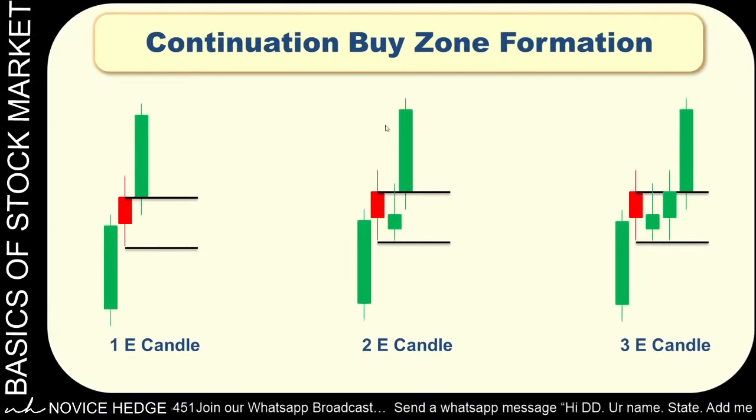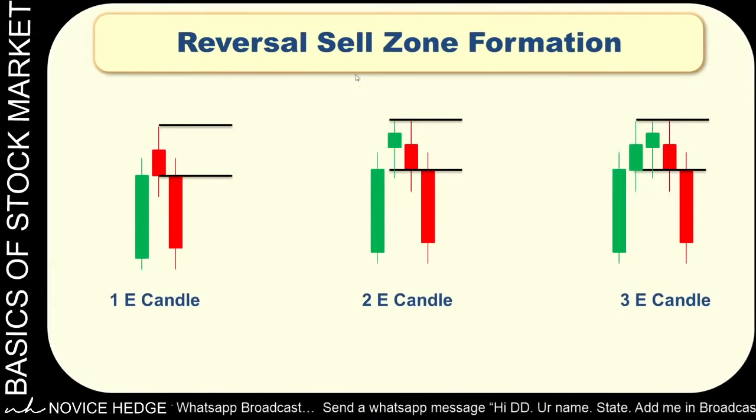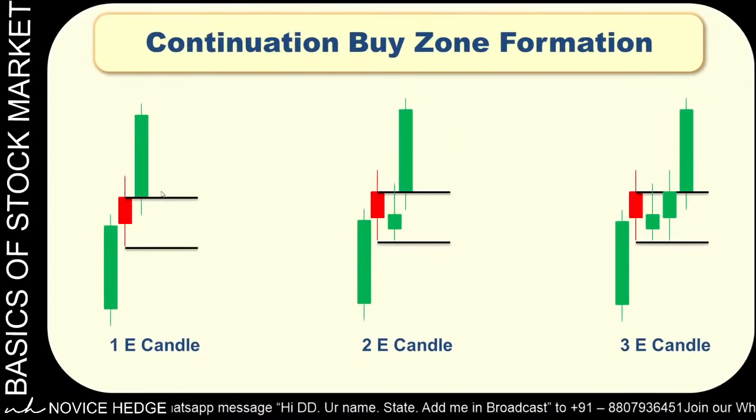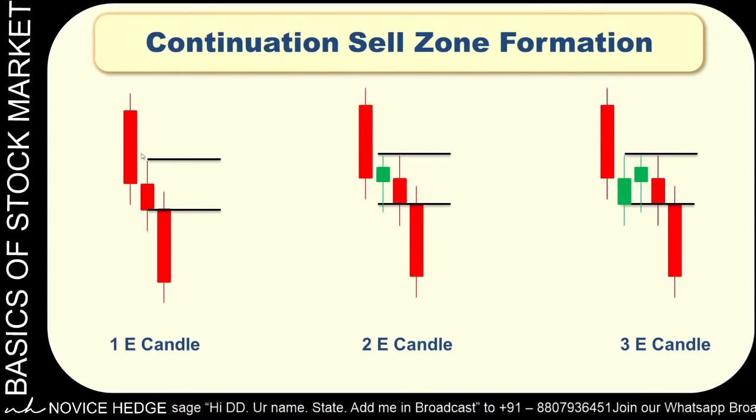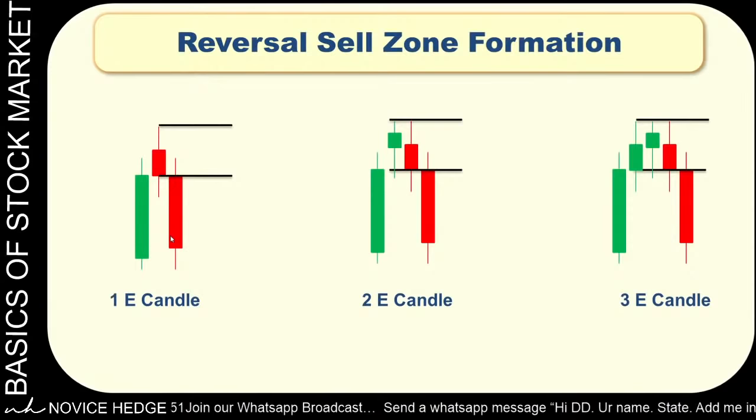Okay, and similarly we have continuation. In the case of reversal, it just trends up, then pauses for a while and then comes down. Whereas in the case of continuation, the price is already dropping, it pauses for a period and then continues to drop, which means there is a continuation pattern. So this is a continuation sell zone formation, and the continuation buy zone formation is there. Reversal sell zone is there. Reversal buy zone is there. Altogether there are four.